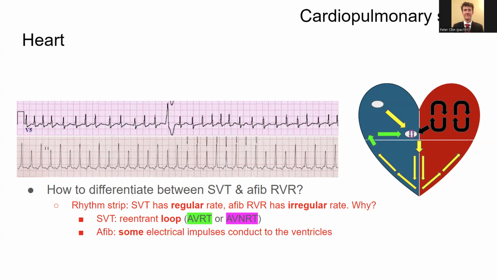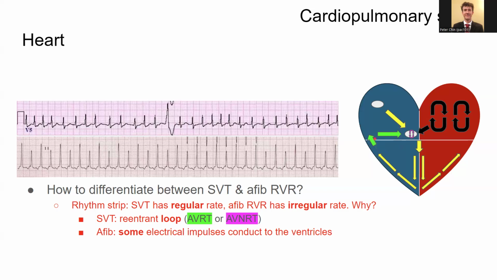So here's our diagram of the cardiac conduction system. We'll start with SVT. So SVT, like I said, is AV reentrant tachycardia or AV nodal reentrant tachycardia. In both cases, there's a regular reentrant loop, which produces a regular tachycardia.